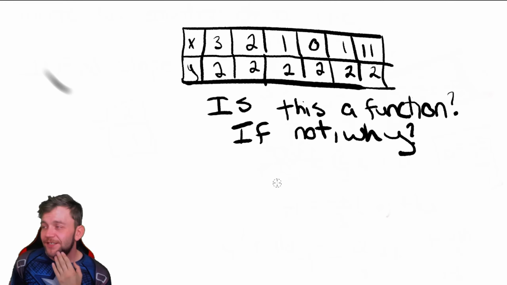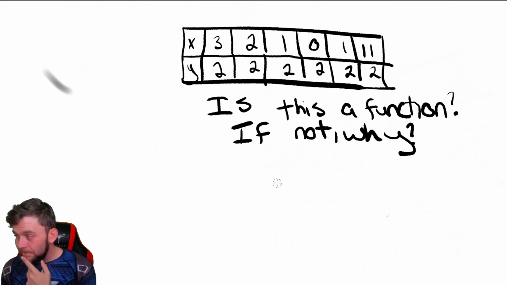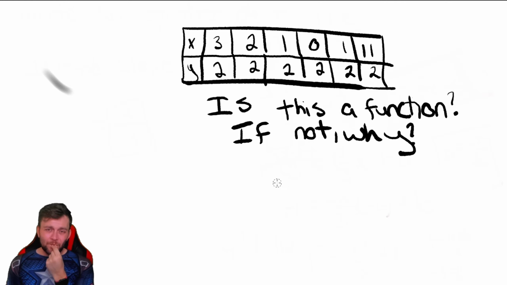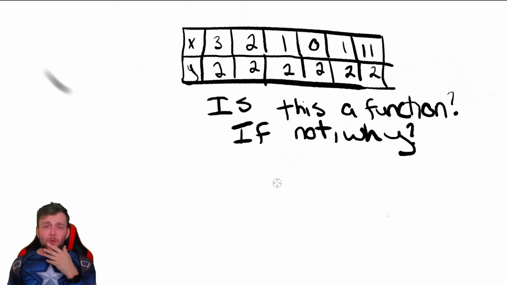Okay. So I might ask you something like that. I know it's not a complex problem, right? But and then why? Why is it not a function? Okay. I'm hanging out. We will see. So what would this be? We have 3, 2, 1, 0, 1, 11 for our X values. Those are all ordered pairs, by the way. And then my Y value, it's all 2s straight across.